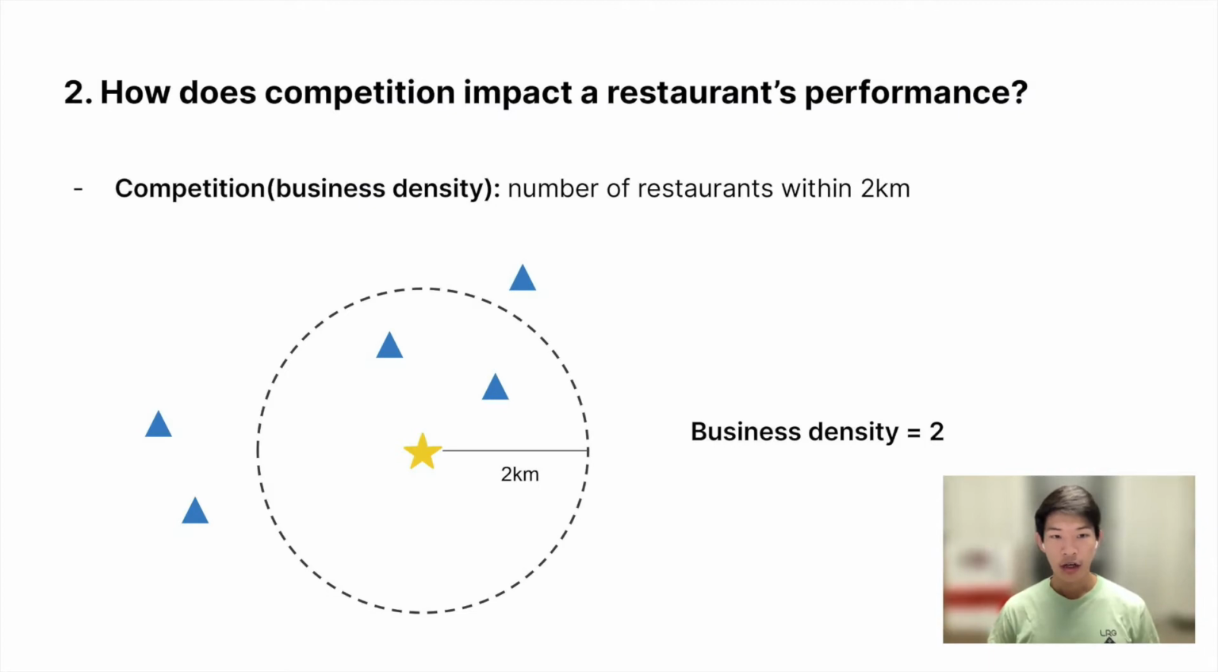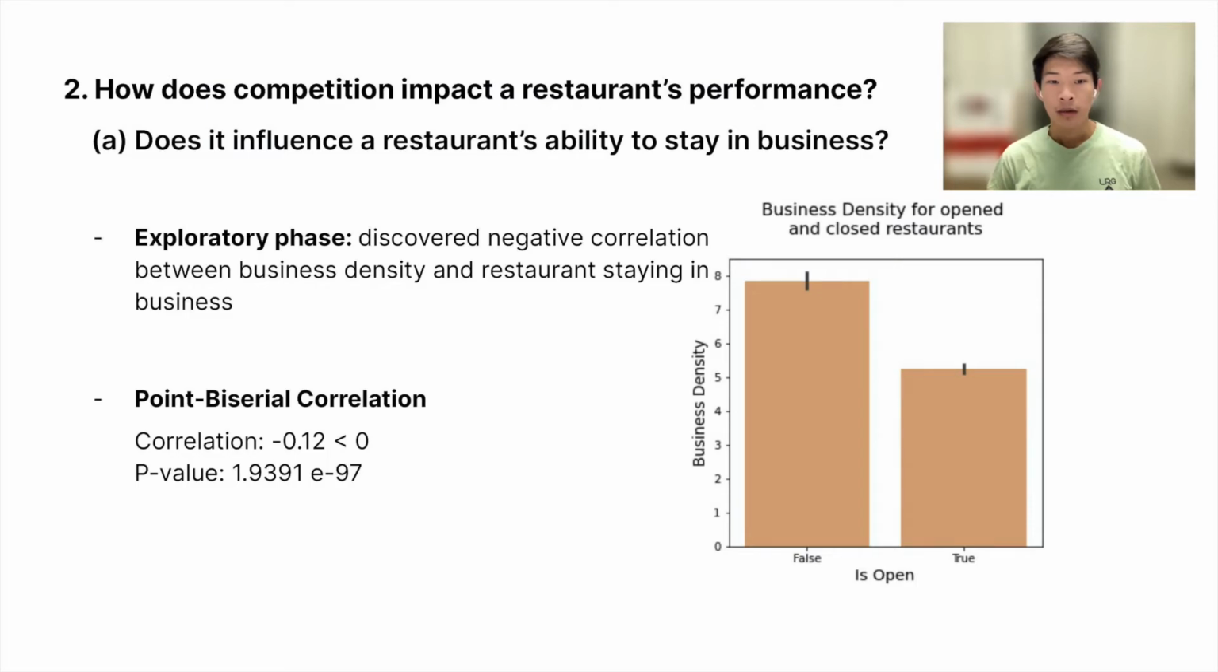The second direction of our analysis is how does competition impact a restaurant's performance? We added a new attribute called business density to each restaurant. This is the number of restaurants within a range of 2 kilometers from that restaurant. We explored 2 aspects of a restaurant's performance.